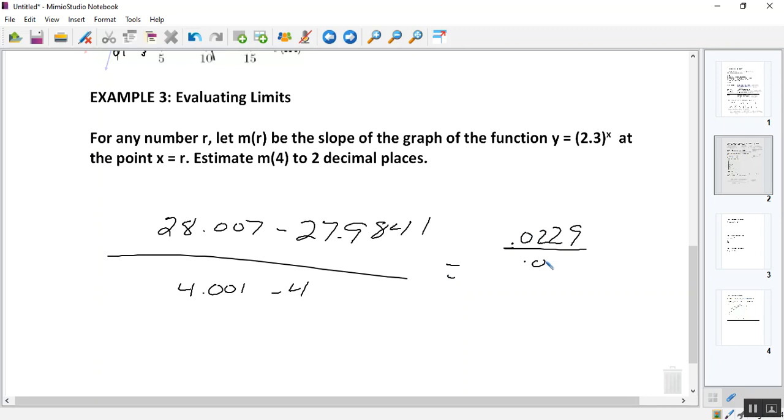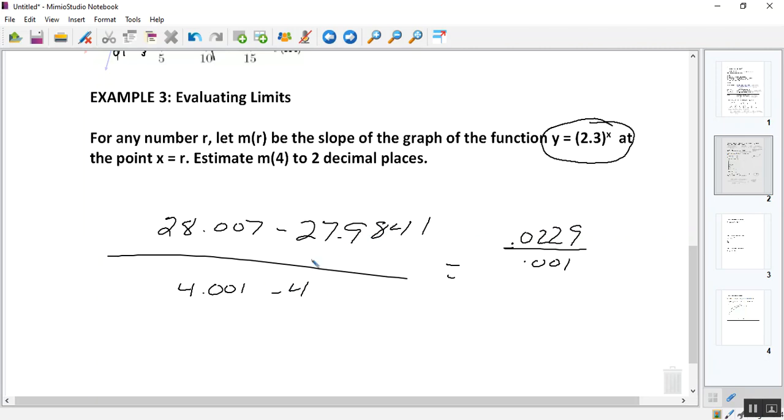So this was the graph that they asked us to put in there. That's where that graph came from. And then I asked the kids to tell me what 2.3 to the 4th power was, and that was the point 4 comma 27.9841.